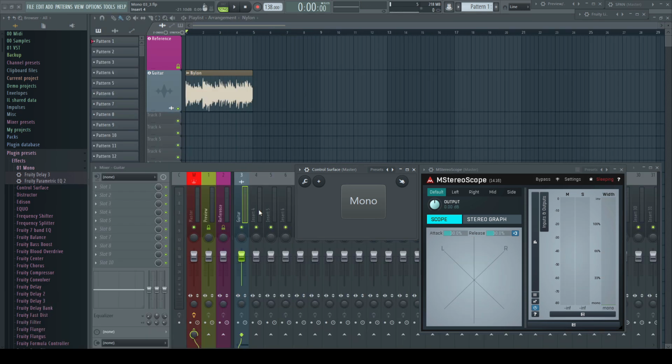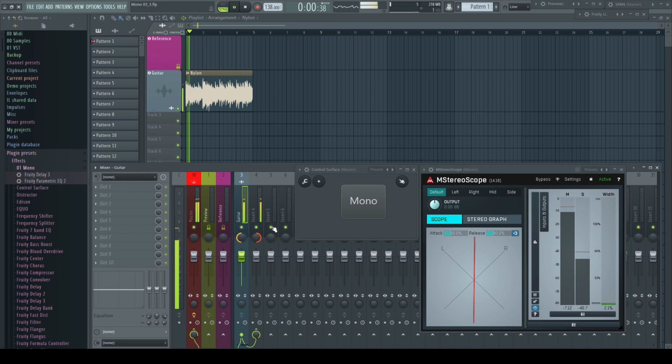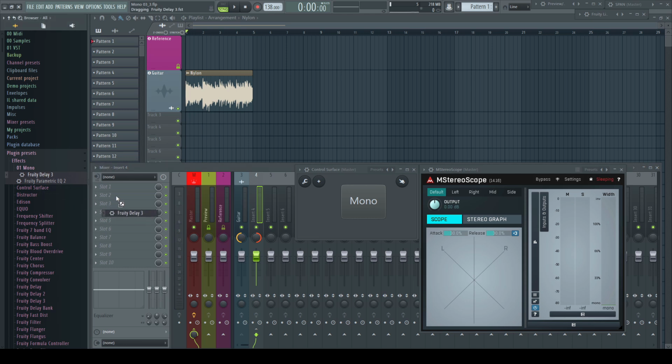Next example. This time with a send channel. Panning left and right. Inserting the delay and adjusting the time.